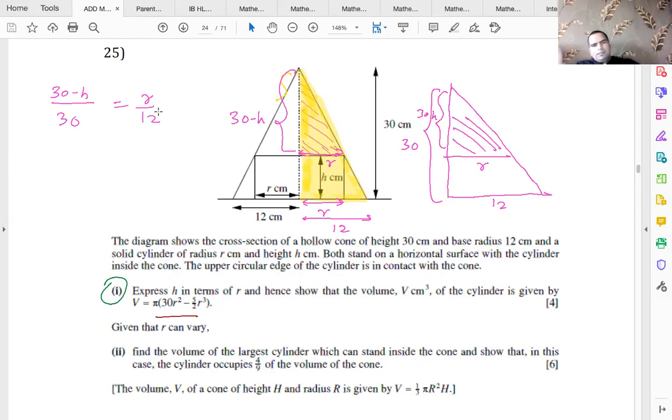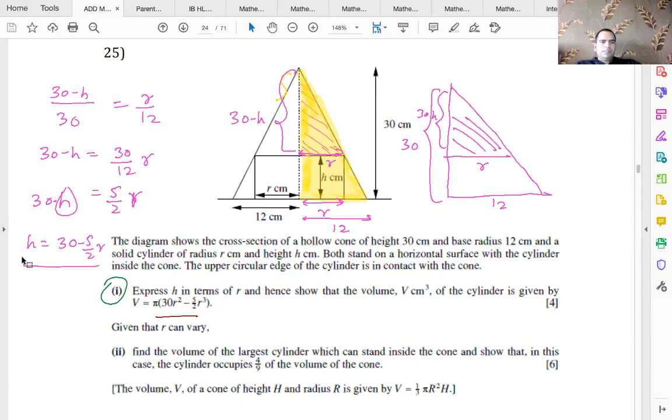Once we get this, you can cross multiply and simplify. You can bring 30 here, so 30 minus h equals 30 over 12 times r. Simplifying, it'll be 5 over 2 times r, so 30 minus h equals 5 over 2 r. Now if I make h the subject of the formula, h will be 30 minus 5 by 2 r. So that's what we wanted to prove in the first part.